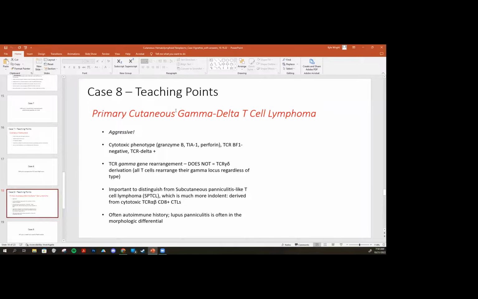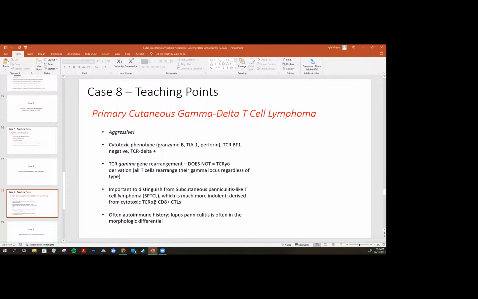When you hear gamma delta T cell, you should think that it's an aggressive lesion, as both systemic and cutaneous gamma delta T cell lymphomas are fairly aggressive. They have a cytotoxic phenotype, so they're positive for things like granzyme B, TIA1, and perforin. They're going to be negative for the alpha and beta chains of TCR, but positive for the delta or gamma chains.